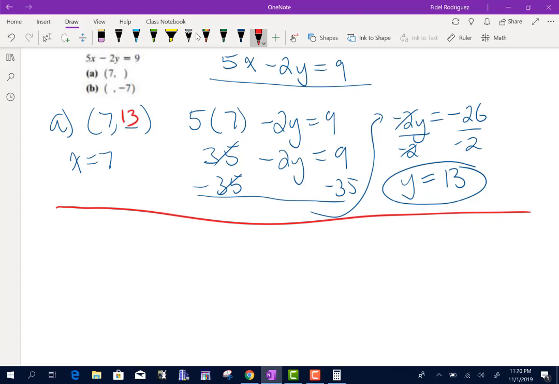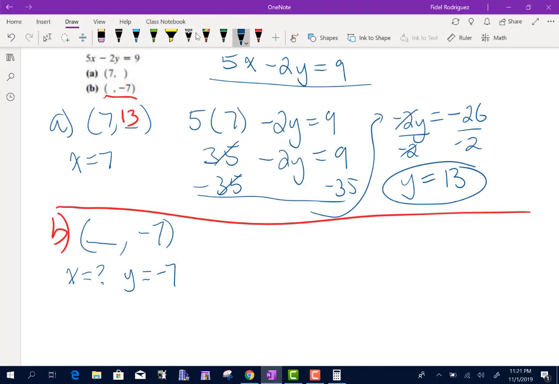Now, I'm going to do the next part in essence the same way, but I want you to notice the way my point is written. There's a blank here, and then there's a negative 7 here. So that's telling me I don't know what the letter x is, but we do know that the letter y is negative 7.